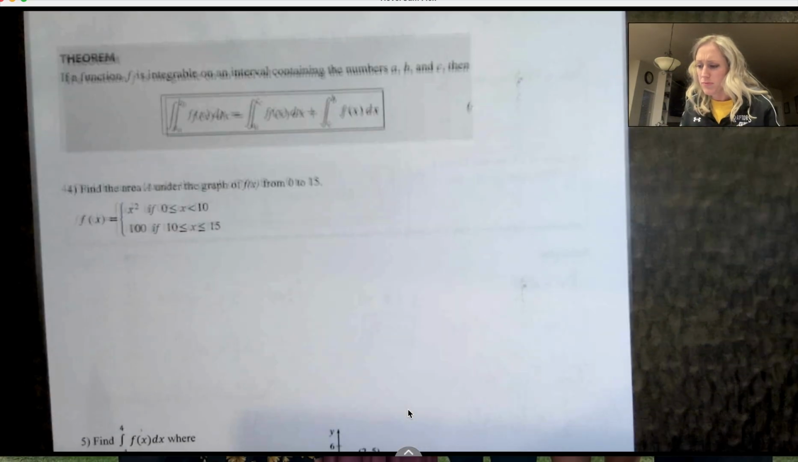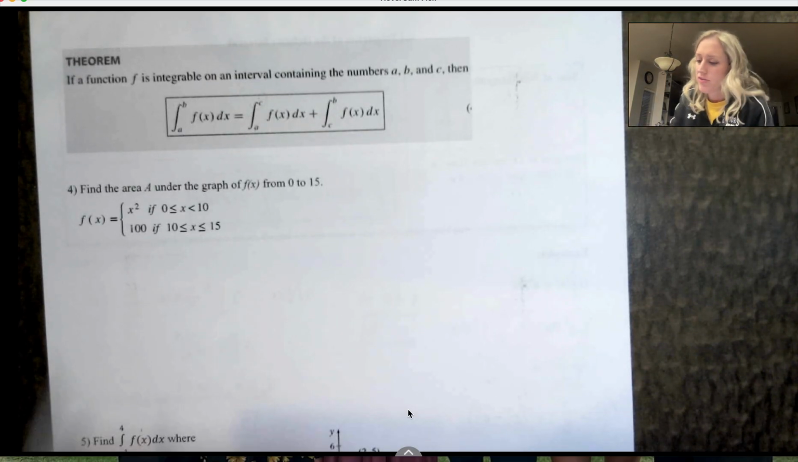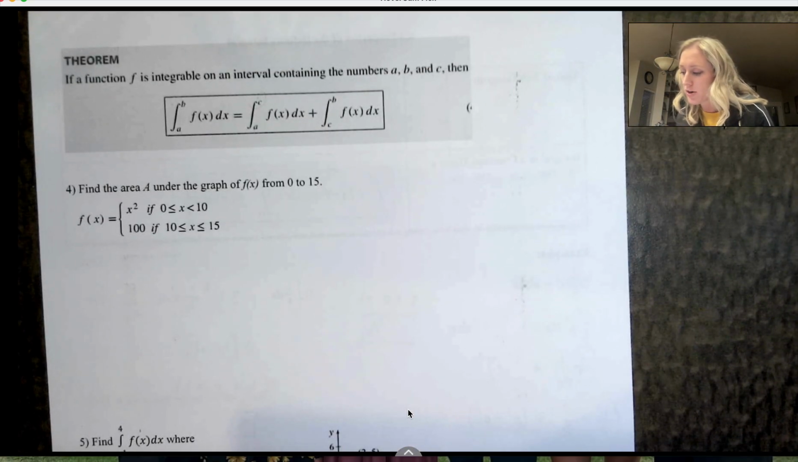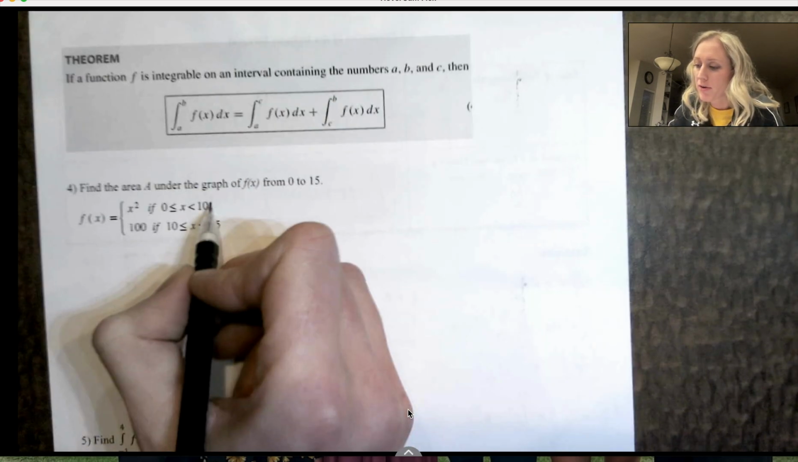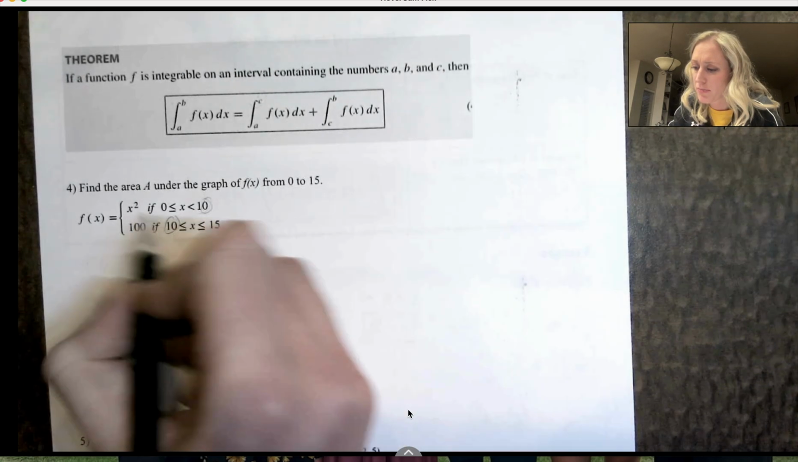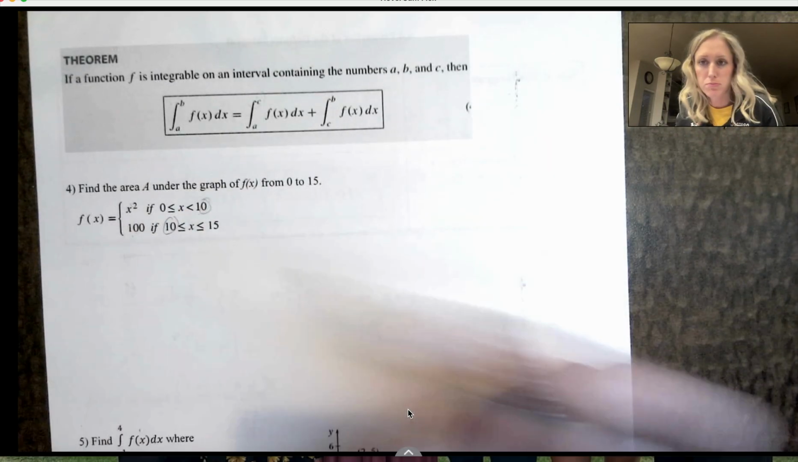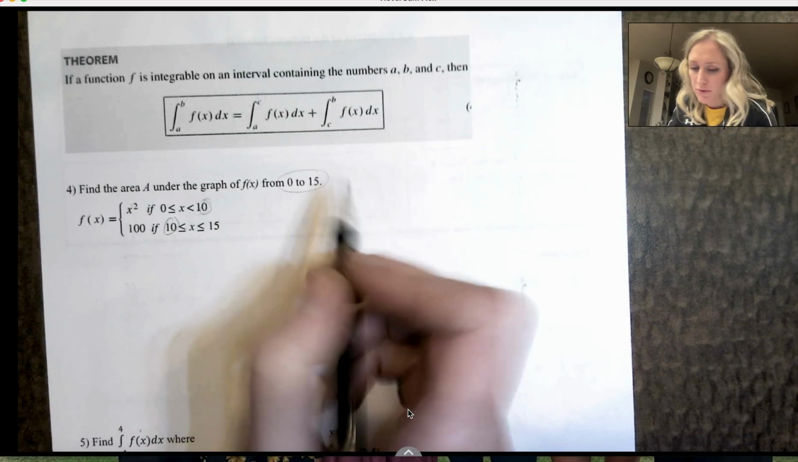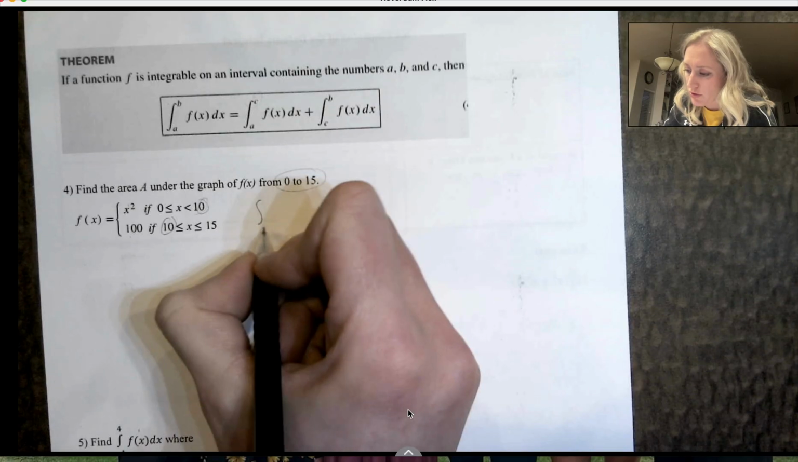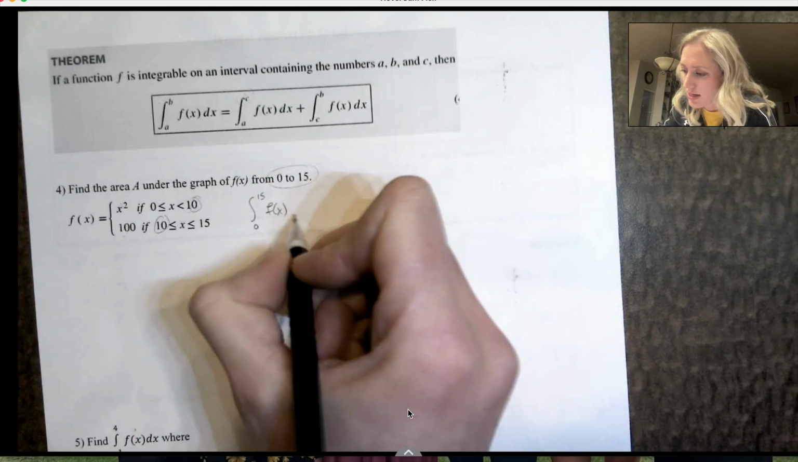Excuse me. So we have two different functions, and this is good to check continuity, but also I'll talk about it, I guess, when we get to the second one. So if I plug in 10, that breaking point, for both of those, I get 100 for both, so it is continuous, meaning I can integrate. So we're looking from 0 to 15, so I'm going to write out the whole thing first. So we've got 0 to 15 of f of x dx.